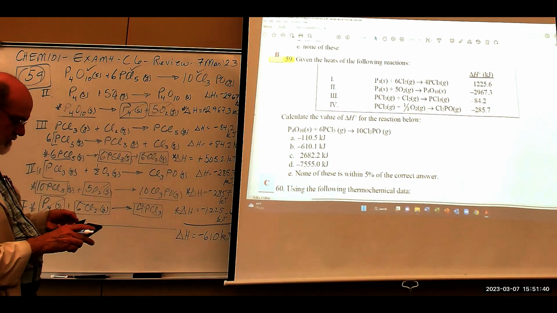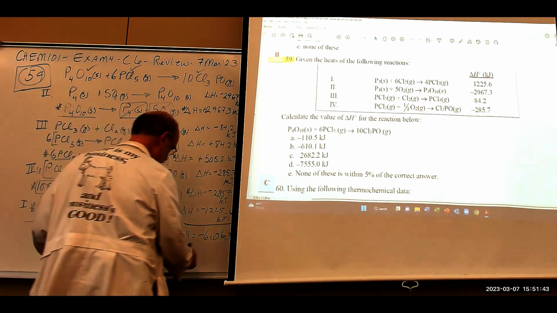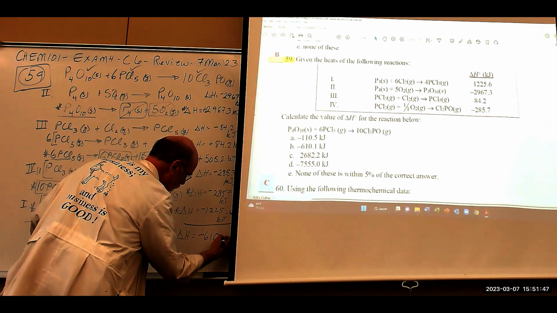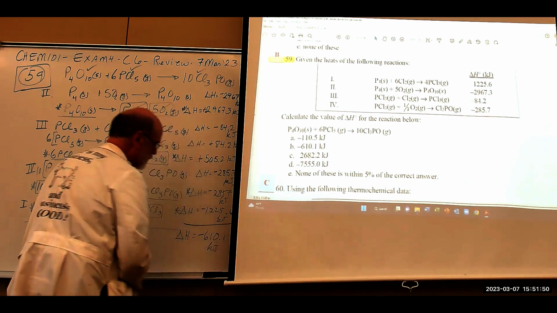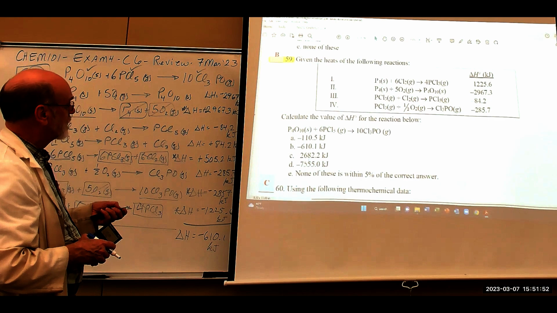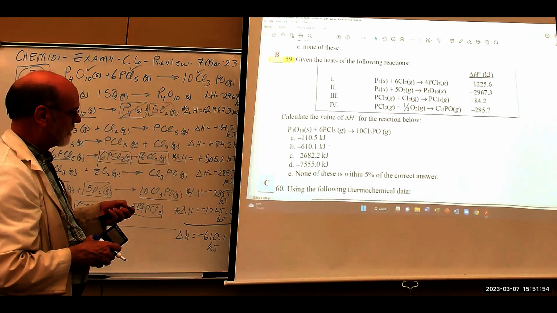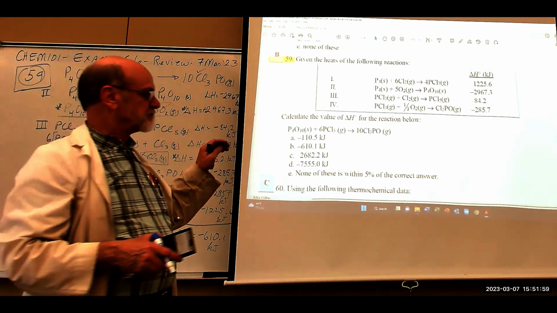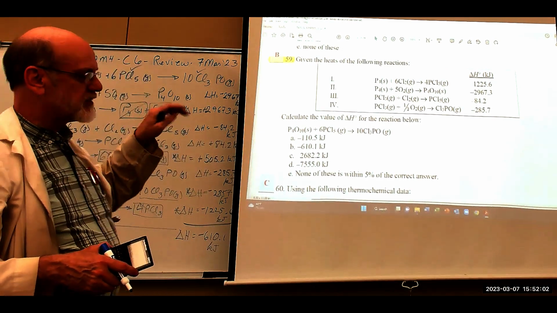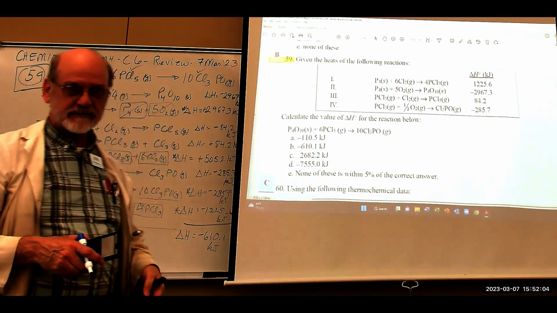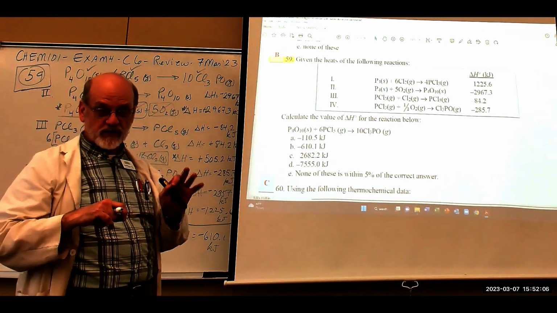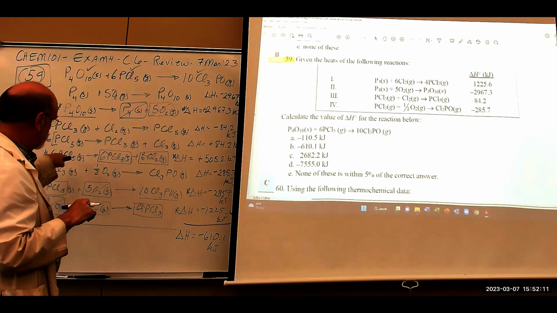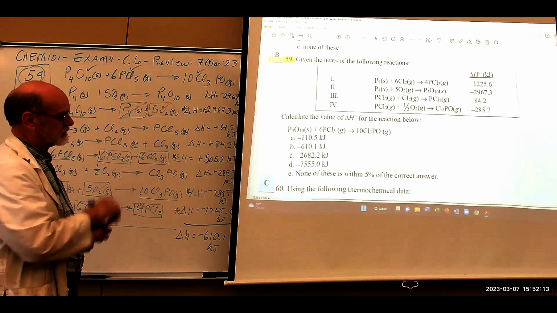So the closest one to that, well, actually, I do have a 0.1, I just threw it away. 0.1 kilojoules. So there it is, right there. That's a lot of work to get the answer. But you have to be methodical about it. Very, very rigid in your assessing what's needed and how to cancel them out.